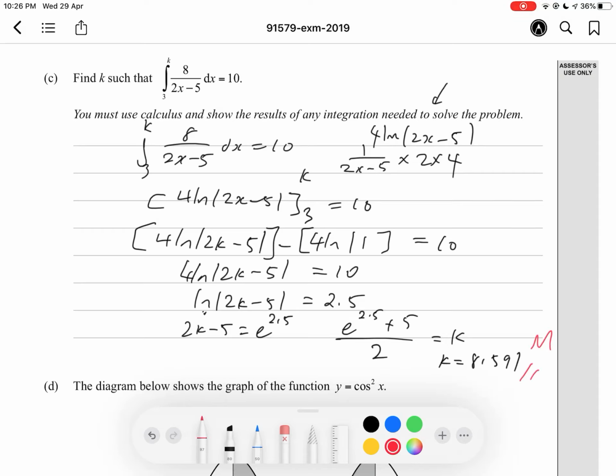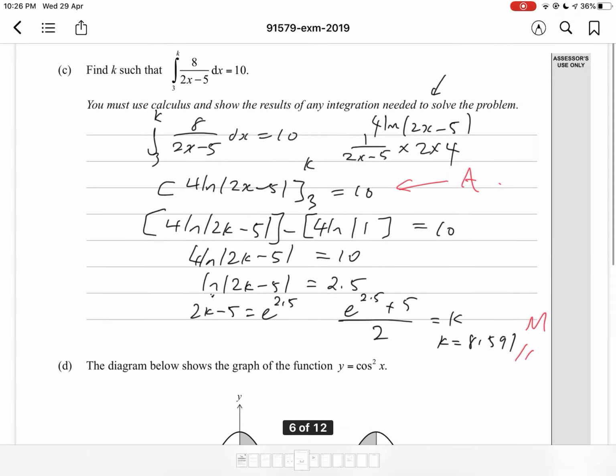And to get this answer, you should get a merit grade. If you have a correct integration, you will get an achieved grade. So the correct integration up to the step here is an achieved.